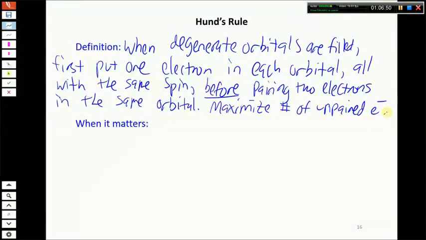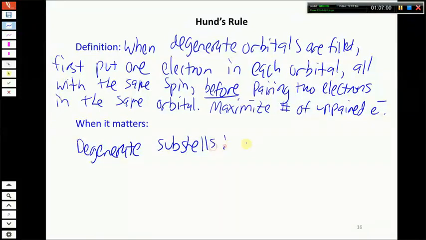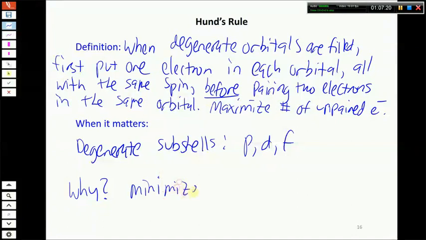So when does it matter? Again, it only matters for degenerate subshells, or specifically partially filled degenerate subshells. If you completely fill a subshell, all the electrons will end up paired anyway, so it doesn't matter in that sense. But if they're partially filled subshells and you have a choice for the arrangement of spins, then you want to maximize that unpaired spin. Now, without getting into detail about the quantum mechanics behind this, why is this true? By doing this, you minimize electron-electron repulsion.